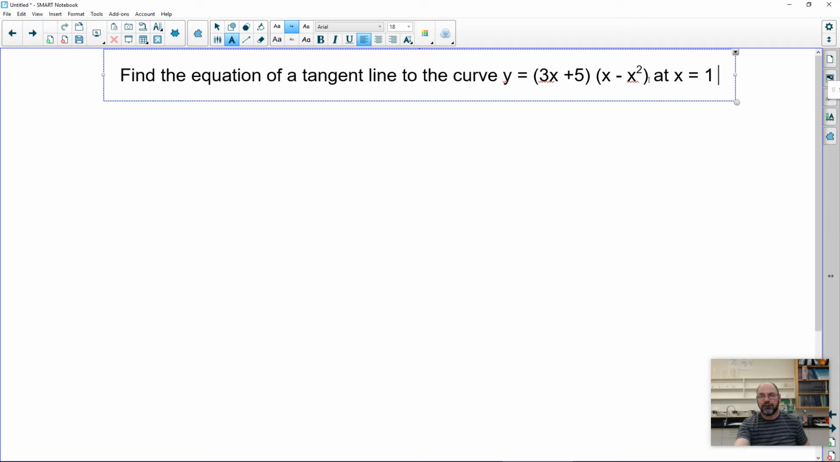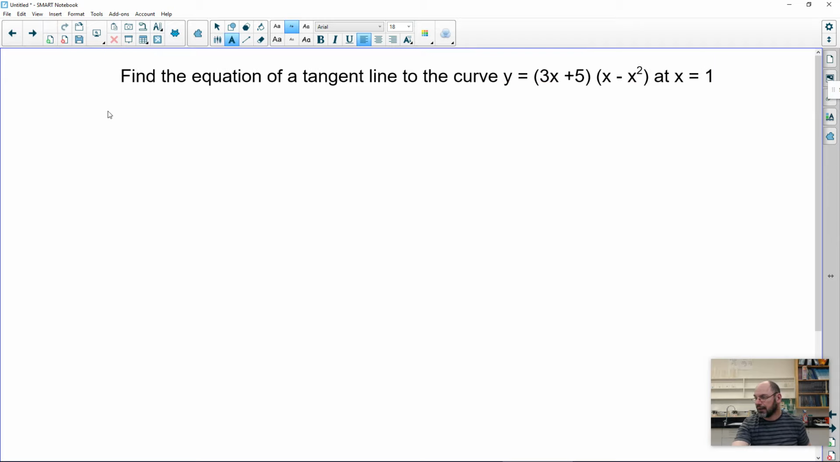All right, so the first thing we've got to do, step 1, is find the point. Most people would probably just expand this out and use the power rule because it's just a simple one, but we're not going to do that. We're going to use the product rule because we're in the product rule section. So find the point, because we need the point and the slope, right? And then we can find the equation of tangent line.